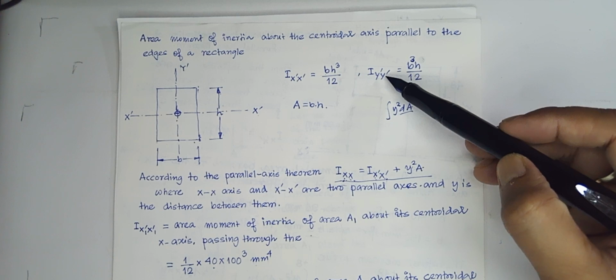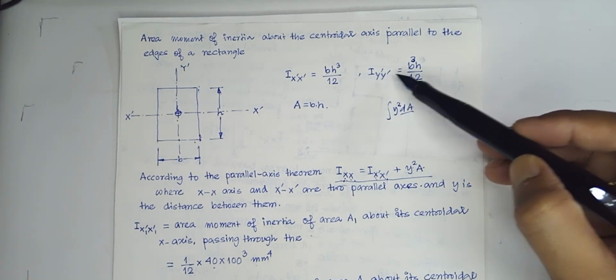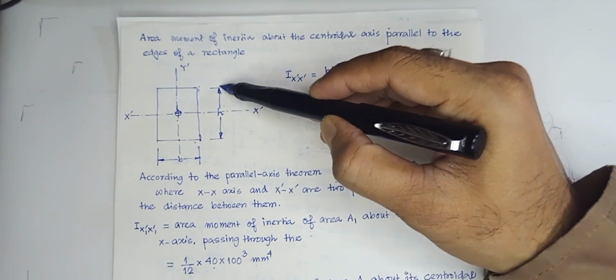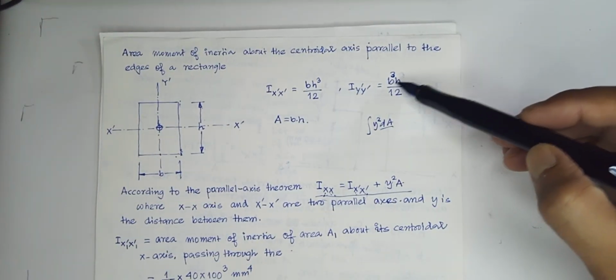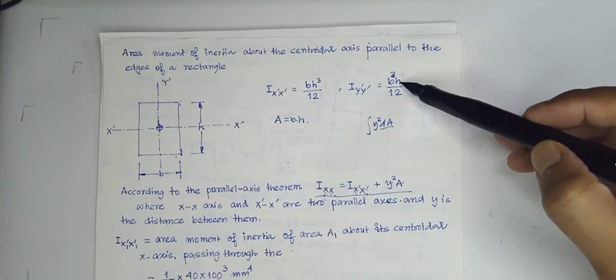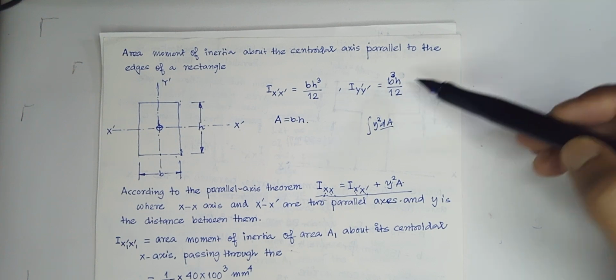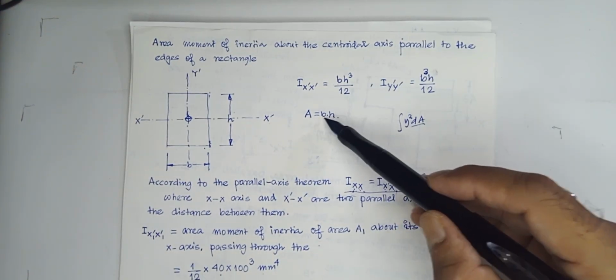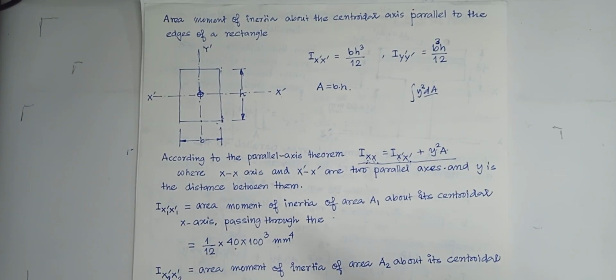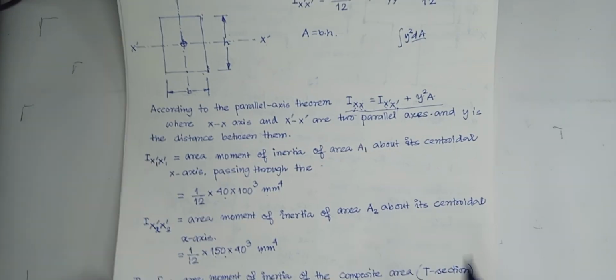Similarly, for the centroidal y axis, that is parallel to h, the moment of inertia is b cube h by 12, or h b cube by 12. Okay, so the area is b into h. Next we will use the parallel axis theorem.